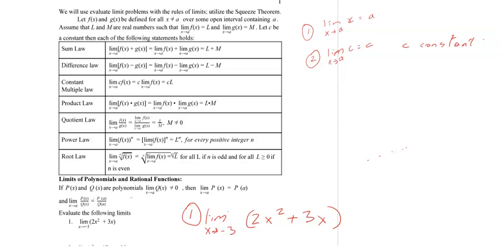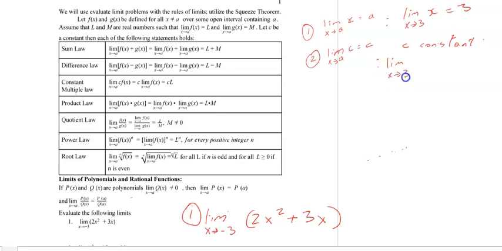Recall earlier on we learned two rules. The first one is the limit as x tends to a of x equals a. For example, we had a problem like the limit as x tends to 3 of x, that will be equal to 3. The second rule says the limit as x tends to a of c, where c is a constant, will be equal to c. For example, if we had a question like the limit as x tends to 3 of a constant, let's say 5, that will be equal to 5.